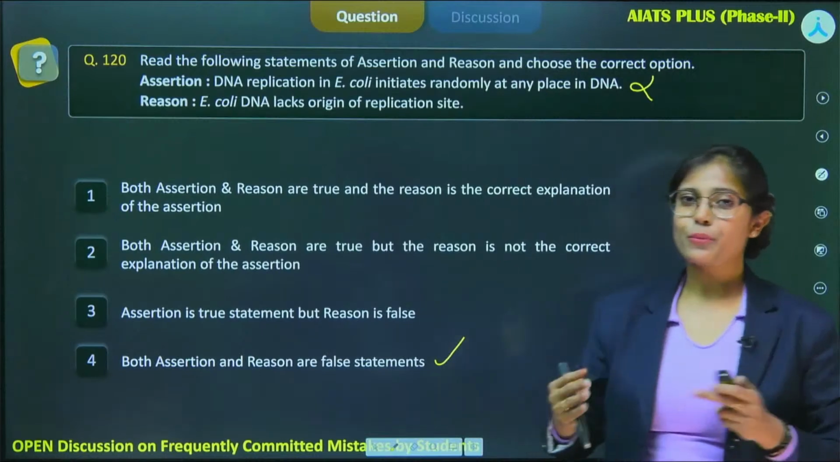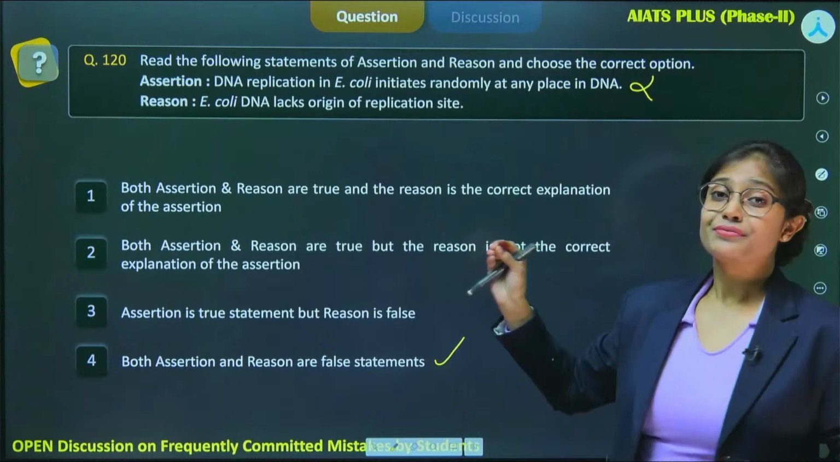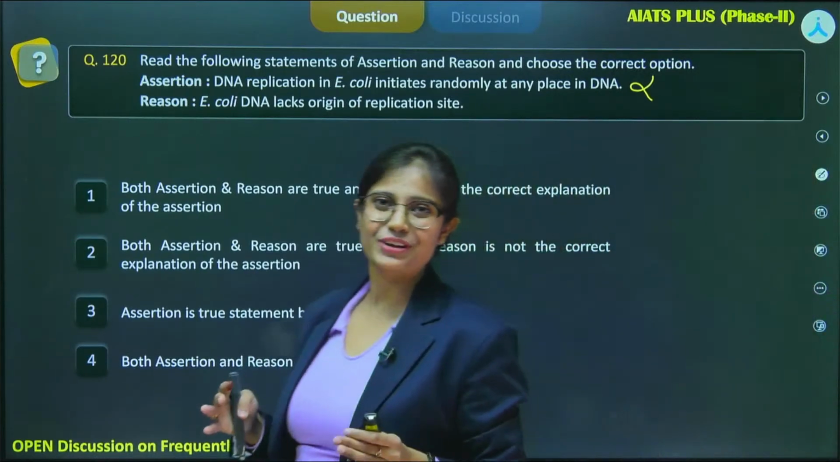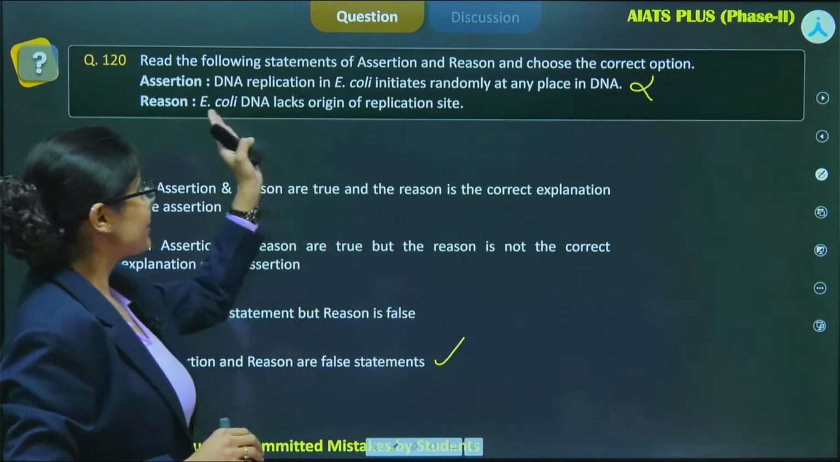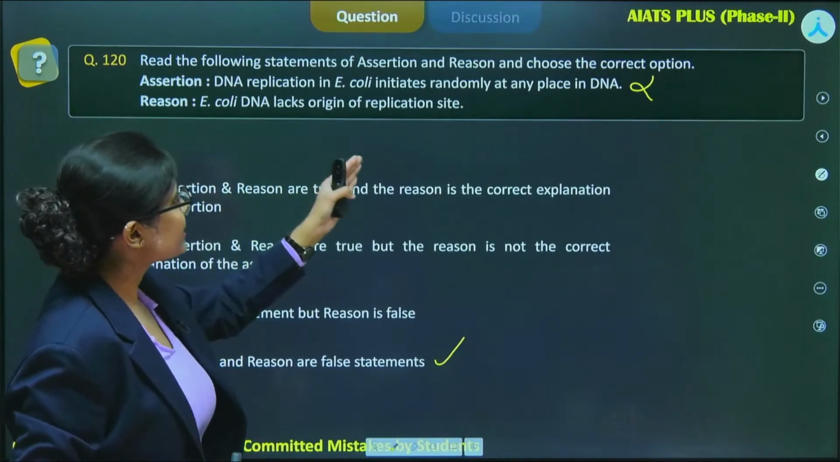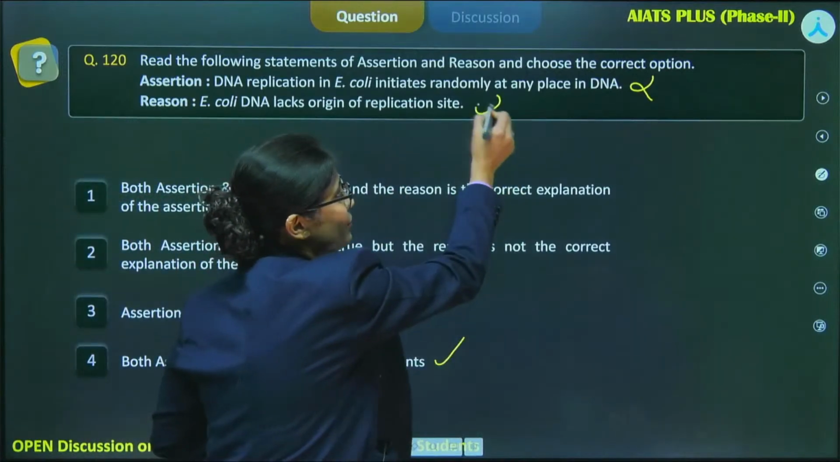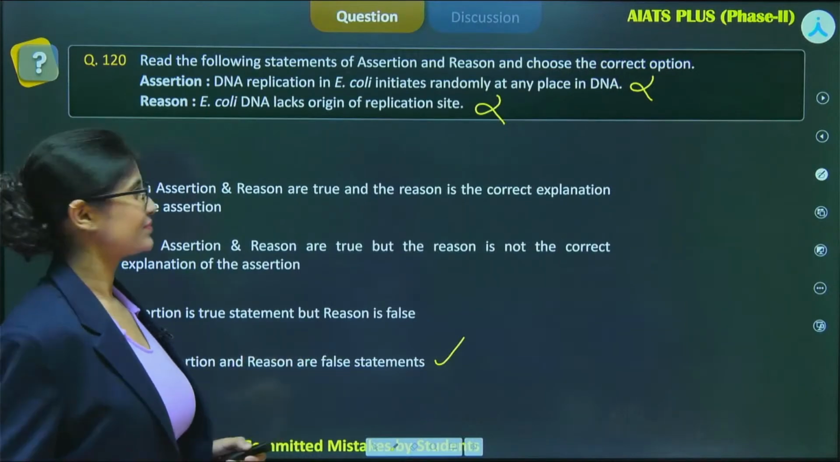Right? So this is the way we can solve these types of questions. Seeing an assertion-reason question, we think, oh my god, such a difficult question. But this is not the case every time. If we see the reason, which says E. coli DNA lacks origin of replication site, this statement is also false because it does contain one. Right? So this is how we solve the question.